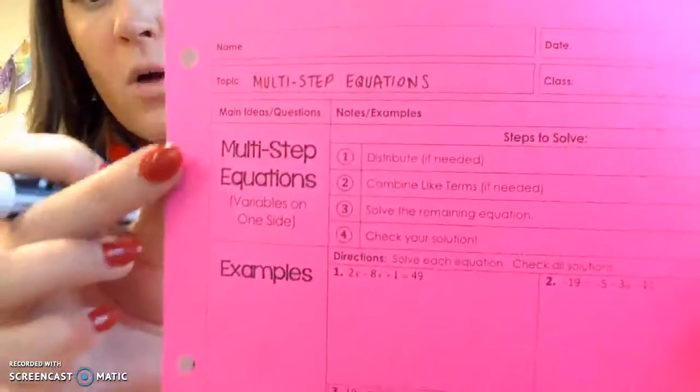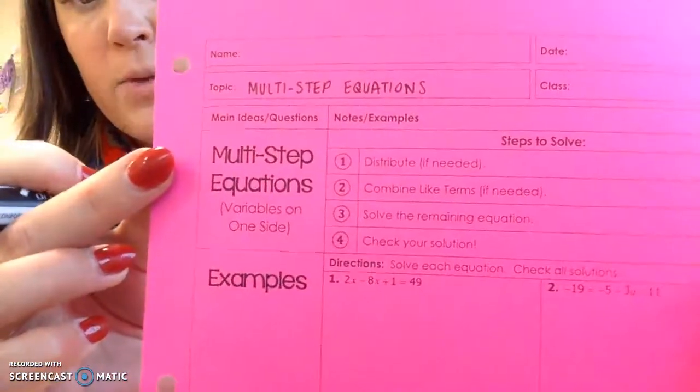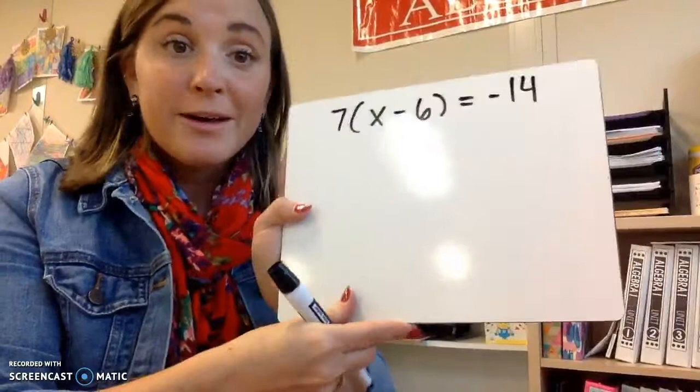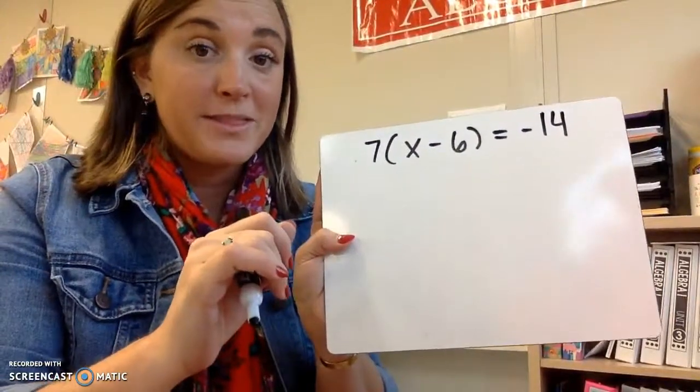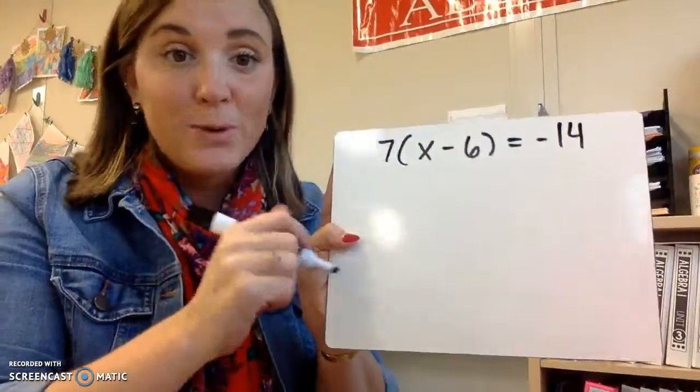Number 5 has parentheses, so instantly my head is going towards that distributive property, which luckily, if you look in your notes, that's the first thing you should always be checking for, is to distribute if needed. So number 5, I've got 7 parentheses, x minus 6, end of parentheses, equals negative 14. All right, I see parentheses, and I see a number in front of those parentheses. That means I get to distribute finally.